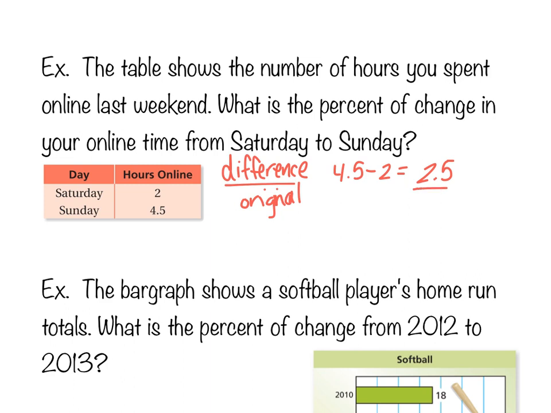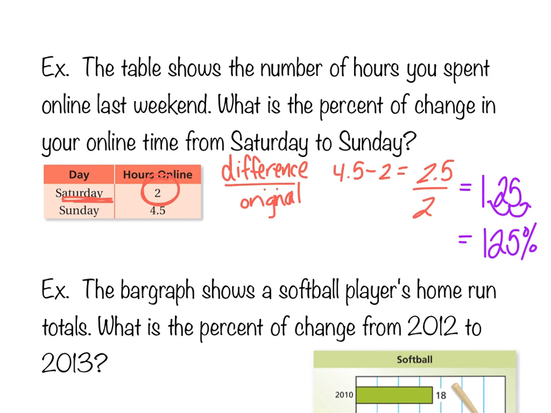Then we put it over the original. Saturday was the first day, so our original amount was 2. And then we turn this fraction into a percent. How do we do that? We do top divided by bottom, just how you turn normal fractions into decimals first. 2.5 divided by 2 is 1.25. And then we turn that decimal into a percent by moving the decimal over twice. So 125%. Our hours increased by 125%, so they went up more than double.